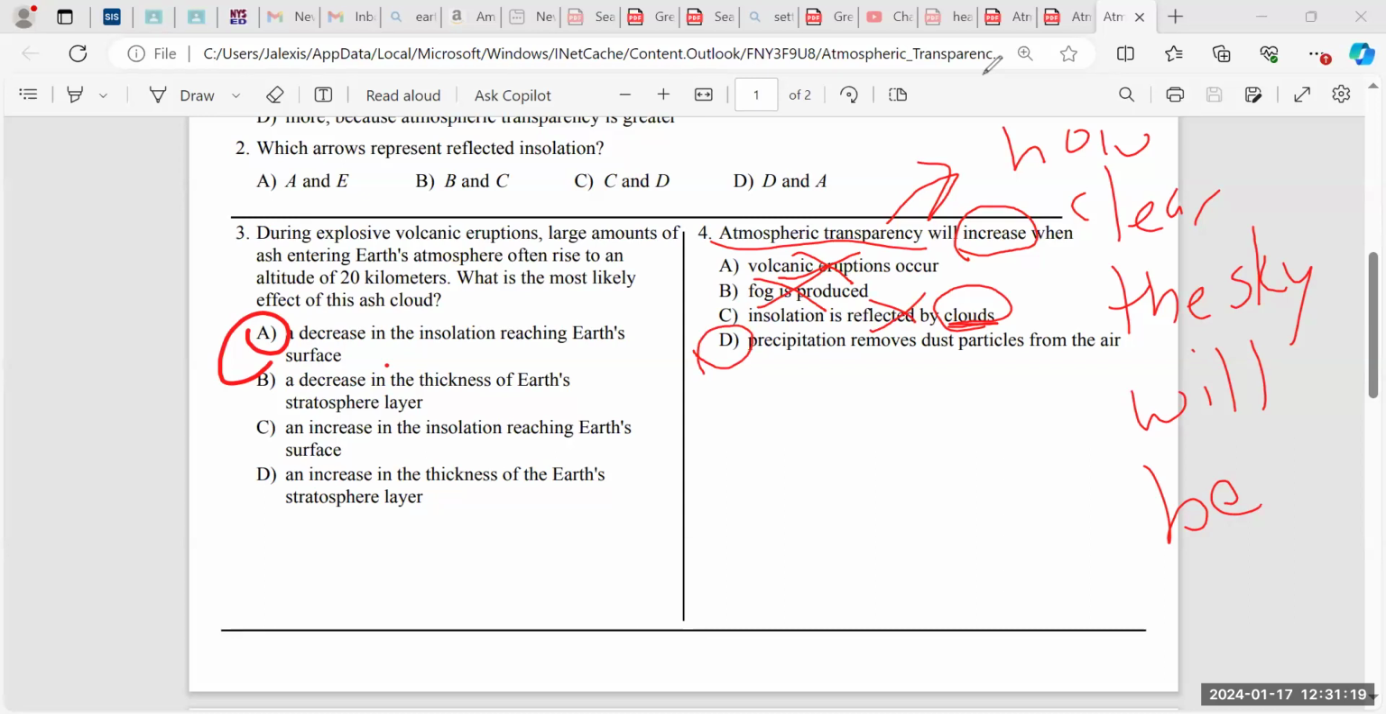The precipitation removes dust particles from the air. The fact that it's removing something from the air that can reflect or bounce back insolation, that's the reason why D is the correct answer. All right. Because if it's removing particles in the air, then therefore it's going to make the sky more clear for insolation to come down and reach the earth.